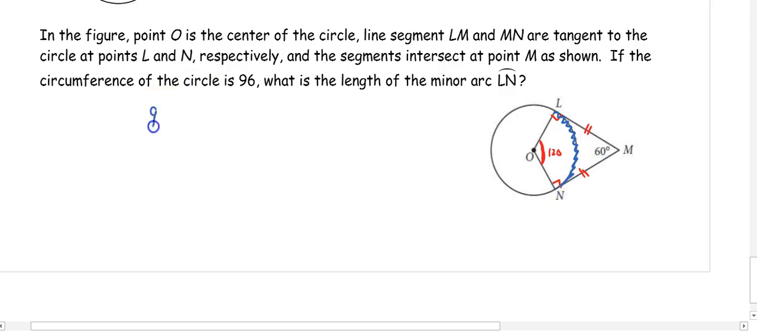Once we know that that is 120 degrees, we know that we're looking for that length. So our circumference is 96 times 120 over 360. So when we multiply that, we would get 32. So the length of the minor arc LN would be 32.